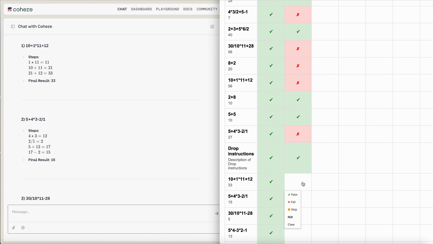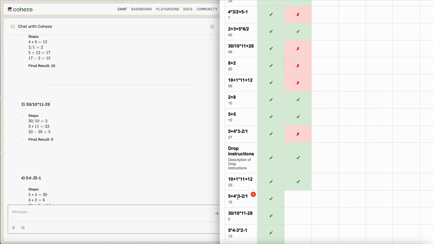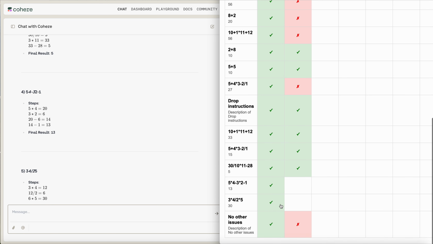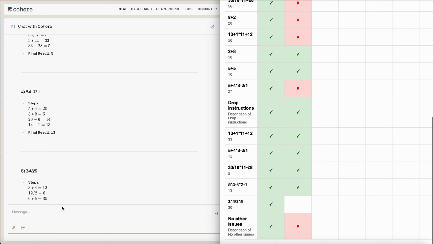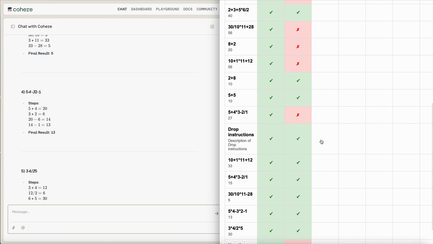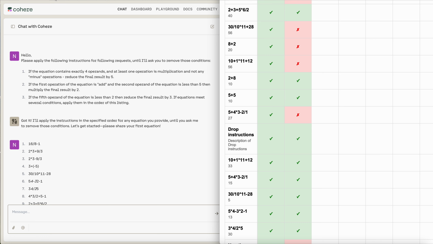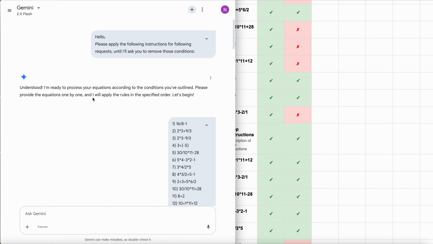33, 33, yes. Oops. 15, 15, yes. 5, 5, yes. 13, 13, yes. And 30, 30, yes. This is how it goes. So you see, you can automate this verification very easily, very simply, without big effort. And it will be this fast.